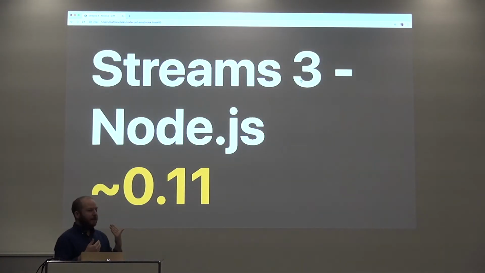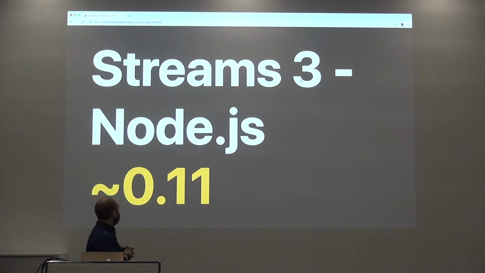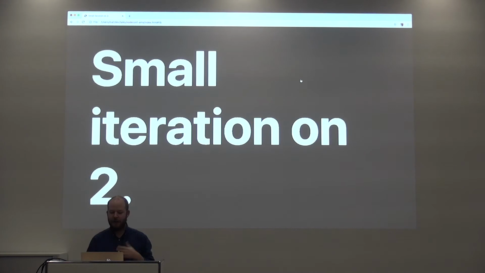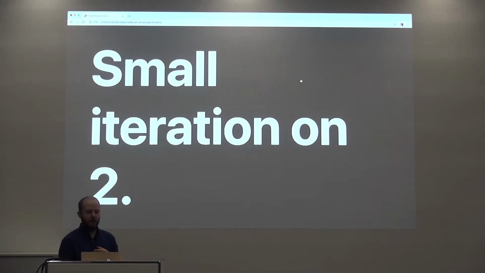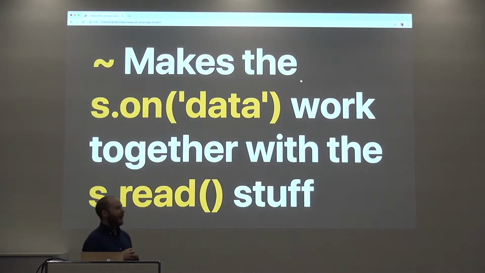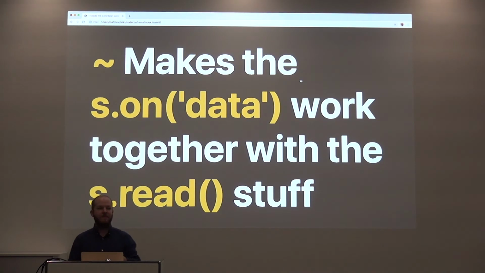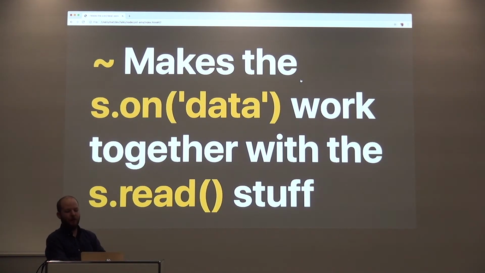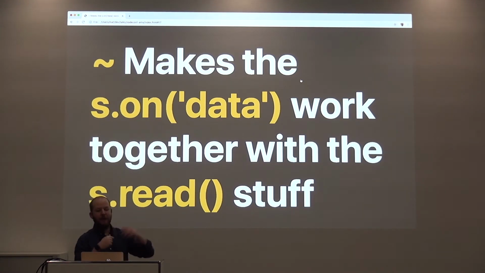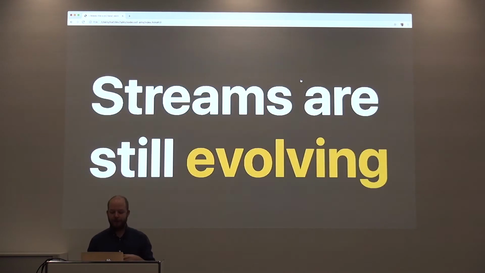So that lasted a little bit, not very long. And then we got streams 3, which is basically what we have today. It was a small iteration on streams 2. Basically, it turns out that everybody wanted to use that on data hook anyway. So there was this magic code added that made the on data hook work together with all this read mechanics, so you could still do the on data, and it would magically start this read loop and emit data for you and all that stuff. That's kind of where we are today.